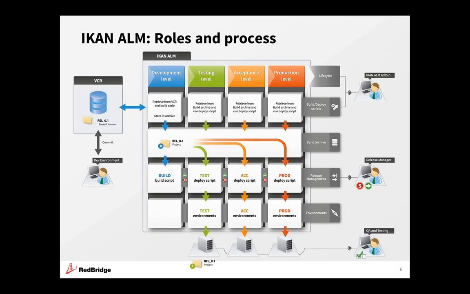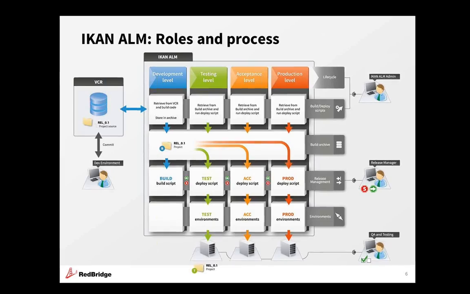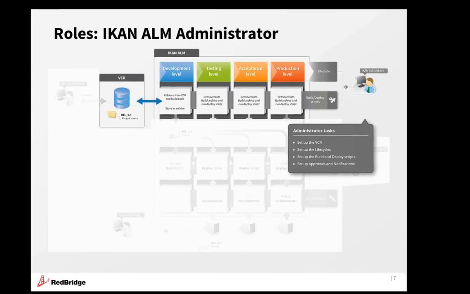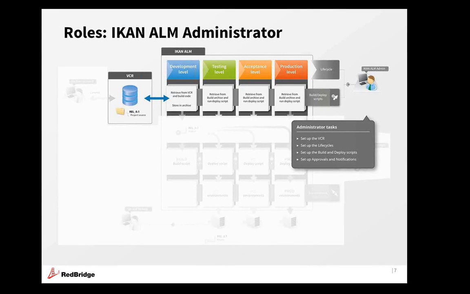As you can see in the picture here, the different roles in our demo are the developers. The ICANN ALM administrator has to set up the life cycle and the different phases to do the build and deploys. The release manager is the person responsible for deploying to test, acceptance and production. And of course also the people from quality assurance and testing have to play a role in the whole story. So when we look at the administrator, what does he need to do? He is responsible for doing the setup: setting up the version control repository, setting up the life cycles, also the deploy and build scripts, and also approvals and notifications.